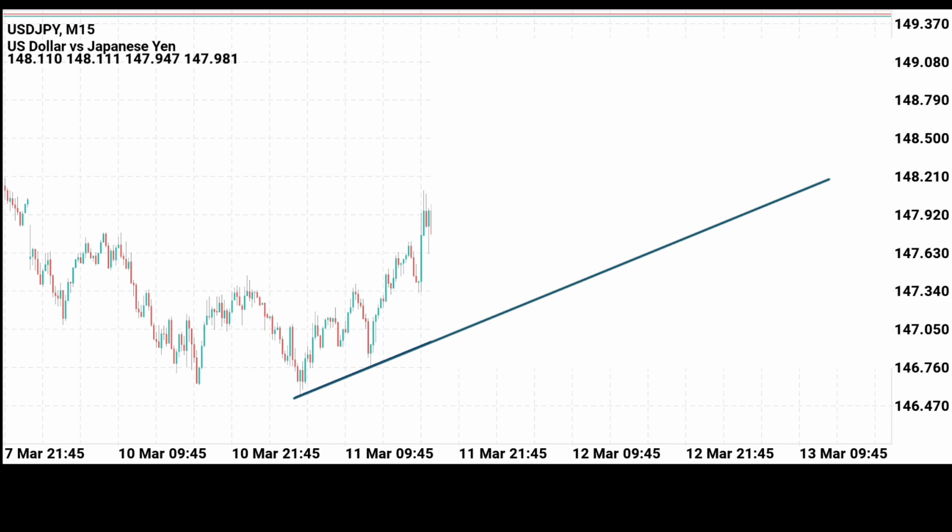Okay, the best entry for me right now would be to wait for price to come back to test that trend line, which is connecting these lows. Okay, I will be looking for price to drop such that the price will touch that trend line. It is at that point it touches the trend line that you will be looking for buy opportunities.